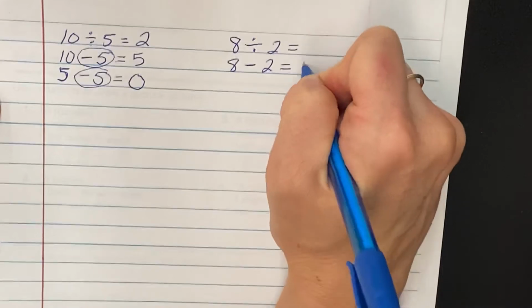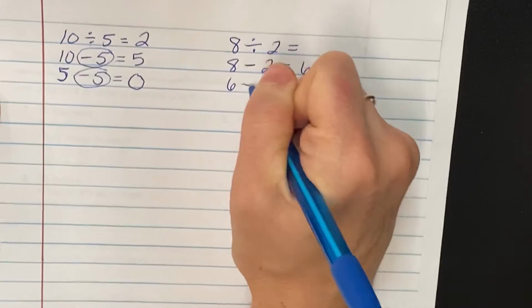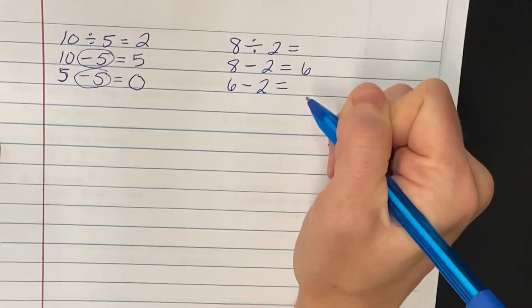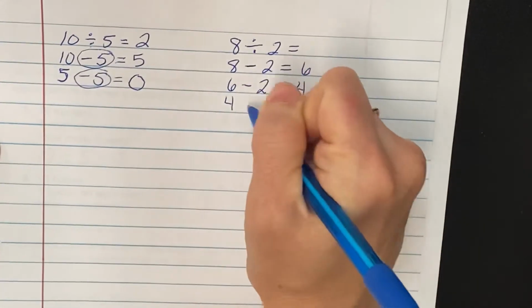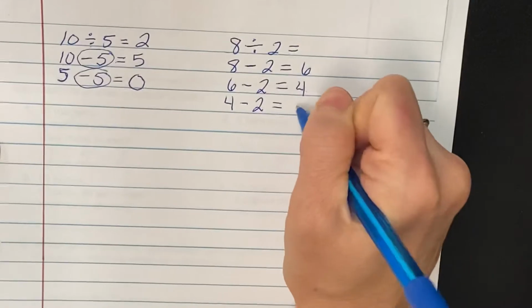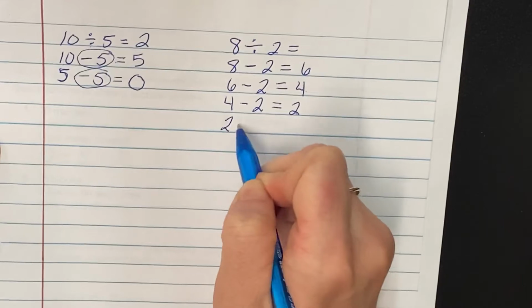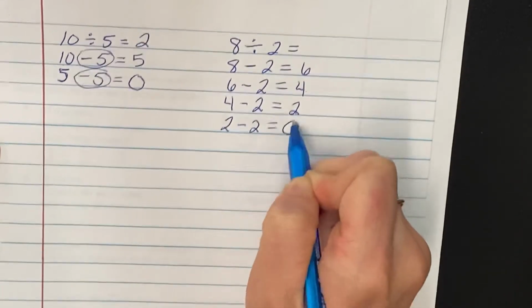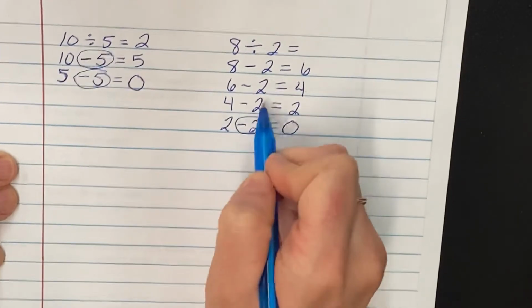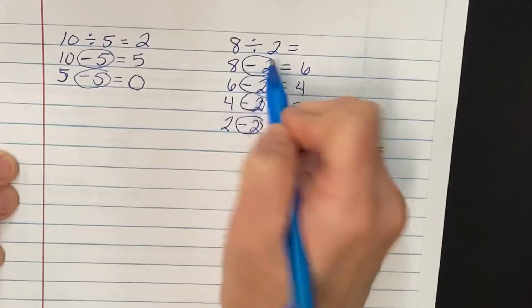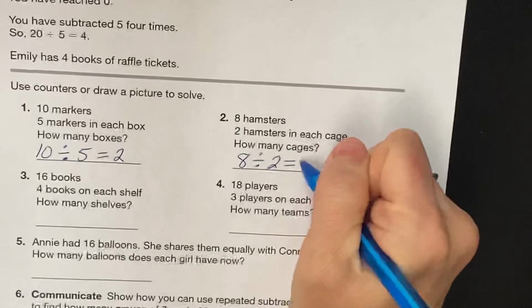8 minus 2 equals 6. Take your 6 and put it in the front of the problem. Subtract 2 again. 6 minus 2 equals 4. Take your 4, drop it down, subtract 2 again. 2 is your answer. Take that 2, put it back in the front, subtract 2 again, 0. And then you stop once you get to 0. So now we're going to count how many times we subtracted 2. 1, 2, 3, 4. 4. So our answer for number 2 is 4.